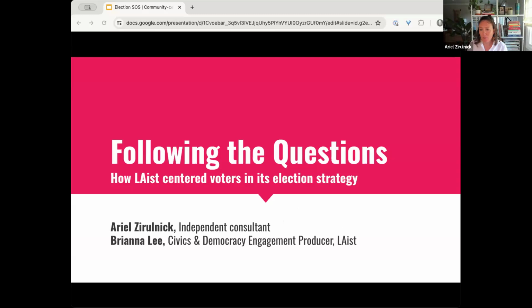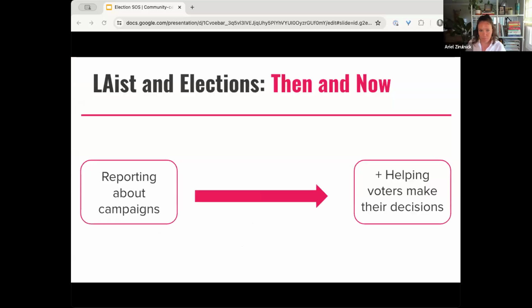I'm Ariel Zirulnick. Until recently, I was the director of news experimentation at LAist, and I worked super closely for the last couple of years with my colleague Brianna Lee on our voter guides and the wraparound products and services that we offered at LAist to help guide Angelenos through our very complicated elections and our very long ballots. So we're going to have Bree start by talking a little bit about how our overall election strategy changed and how it looked across our cross-platform newsroom. We publish at LAist.com, on the radio at LAist 89.3, and on podcasts at LAist Studios. I'll kick it to Bree.